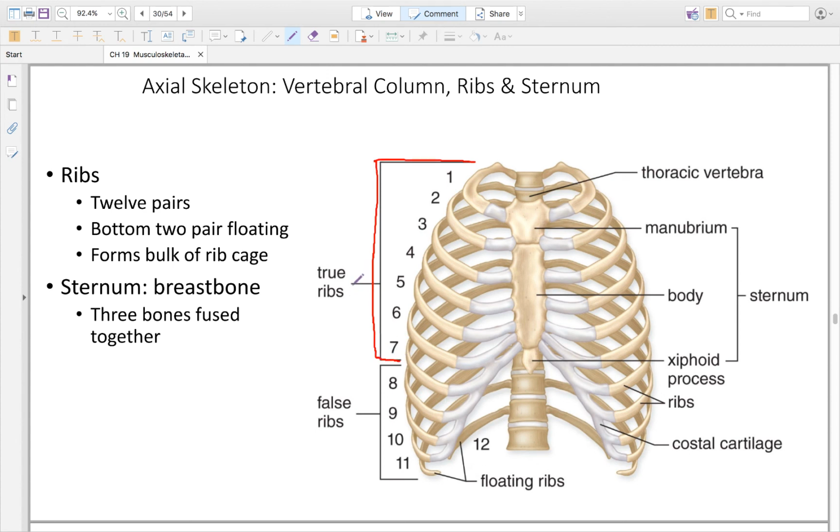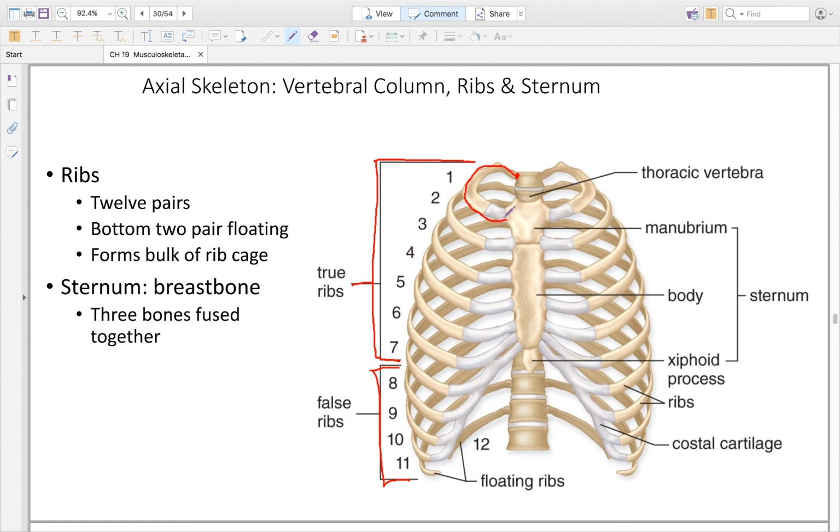They're called true ribs. Why are they called true ribs, and why are these called false ribs? It's as simple as this. These ribs, from 1 all the way to 7, notice that on one side they connect to the vertebral column. They wrap around and connect to part of the sternum.